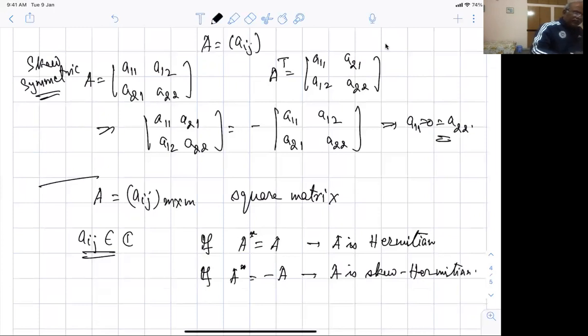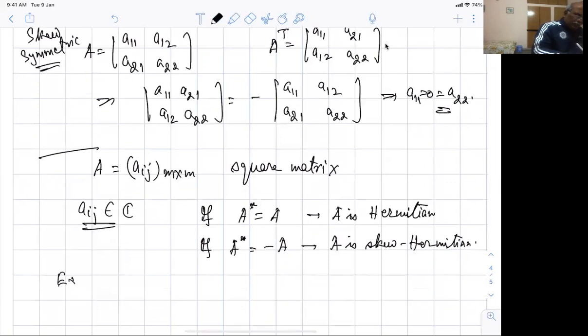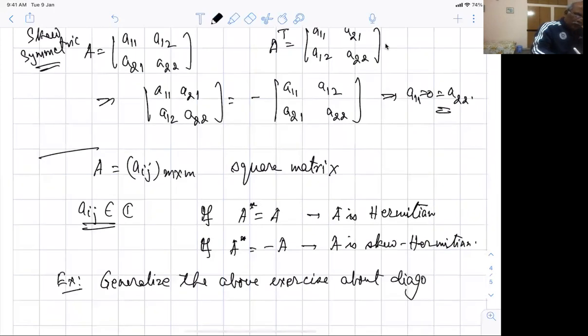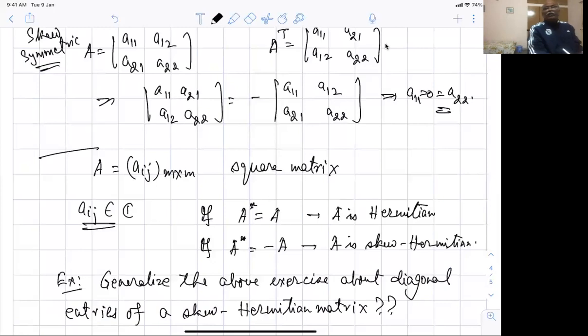I would like you to generalize the above exercise about diagonal entries of a skew Hermitian matrix. Fine. So that's an exercise. Try that out yourself and see what you can say.